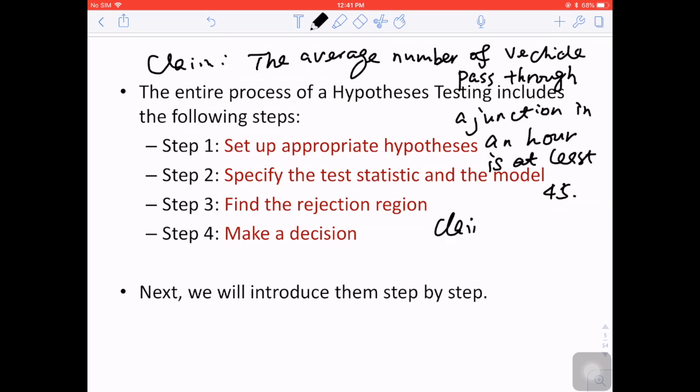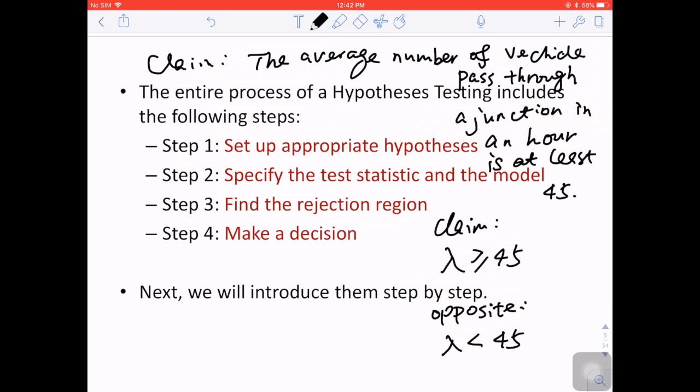Remember we have discussed before that we are interested in the population parameters instead of sample statistics. So here, we're interested in the population mean, right? I'll use lambda to denote the population mean here. So lambda is at least 45, which means lambda is larger than or equal to 45. With this claim, you can write down its opposite, so its opposite is lambda is smaller than 45.